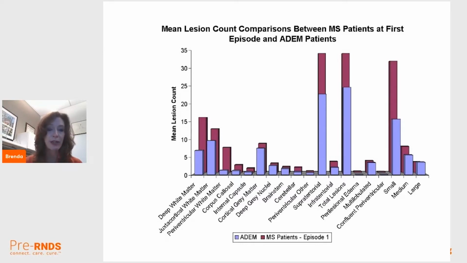And what you see here is that the distribution and pattern of lesions is remarkably similar. Qualitatively, the lesions look quite different. So the ADEM lesions tend to be larger, less well-defined, not the rounded focal characteristic lesions of multiple sclerosis. But if you just quantify where the lesions are located, you can appreciate that they're not vastly different, which highlights the importance of the clinical examination to confirm the diagnosis of ADEM.